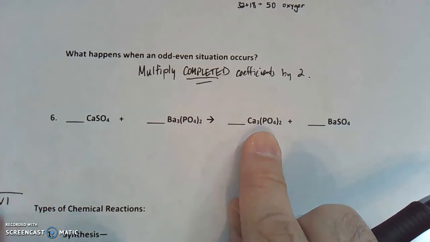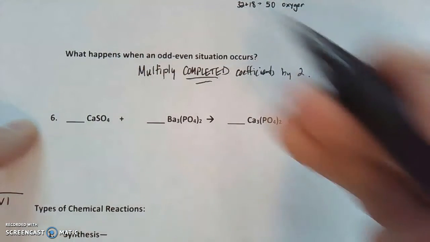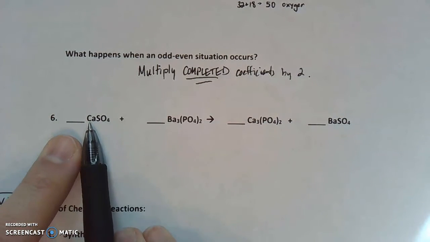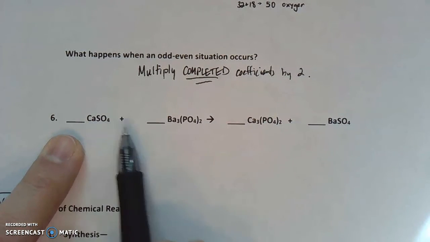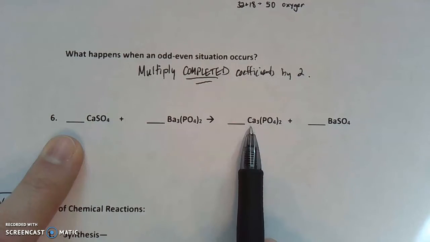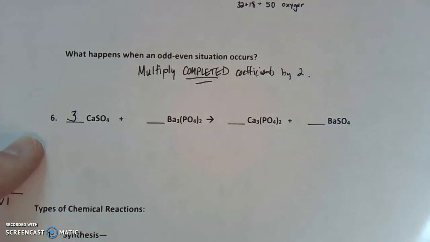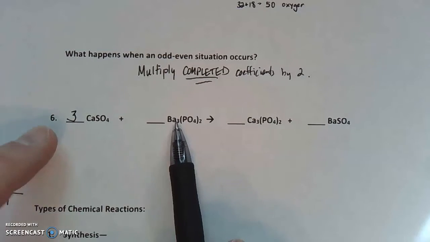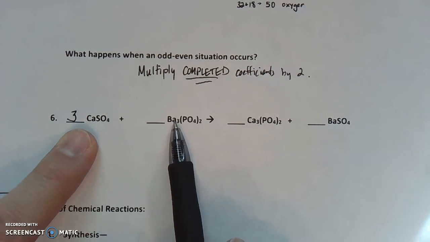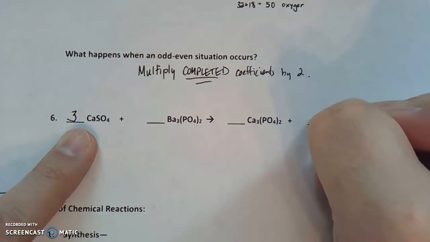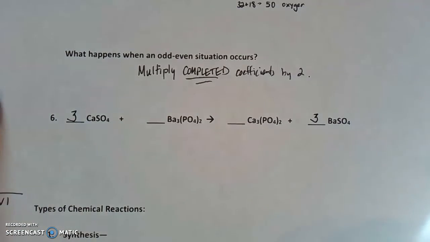So when we look at this, we look at the calciums first. So we have calcium, 1 here, and 3 here. So I'm going to put a 3 in front of here. Then I'm going to move to the barium because calcium and barium are both metals. I have 3 bariums on this side. So to get 3 bariums on this side, I'm going to put a 3 there.